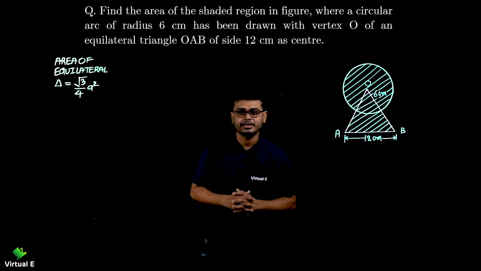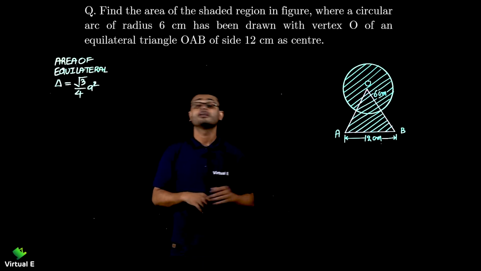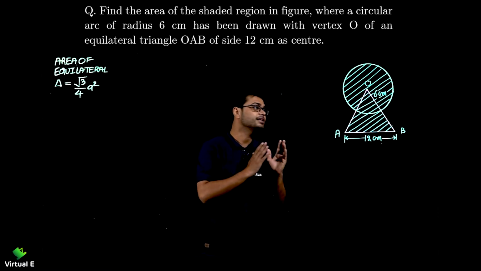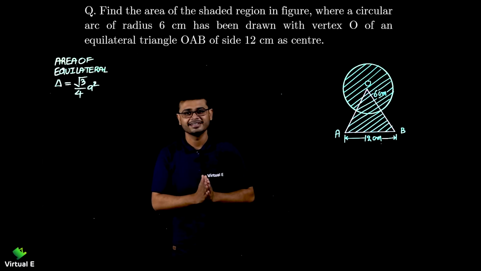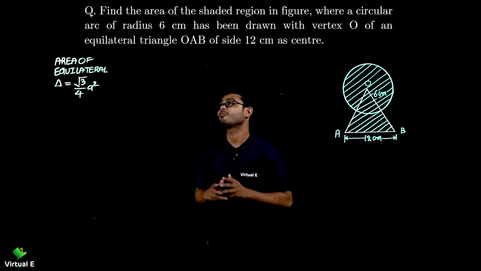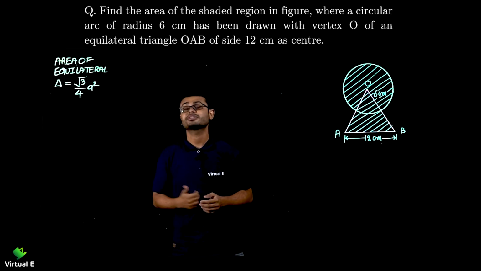Let's continue the topic and discuss one more question. Figure is already given. We need to find the area of the shaded region. You must be thinking that whole figure is shaded, right? But still there is a catch in it. What is that? Let's learn. Let's read the question first.